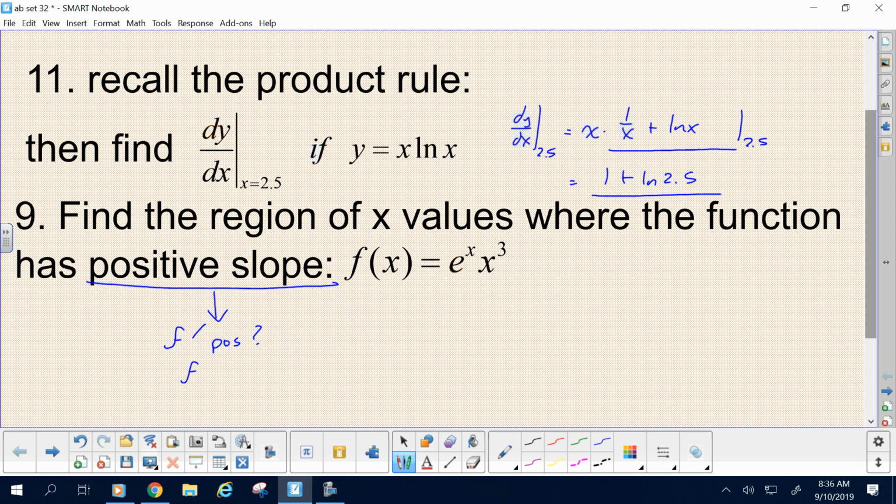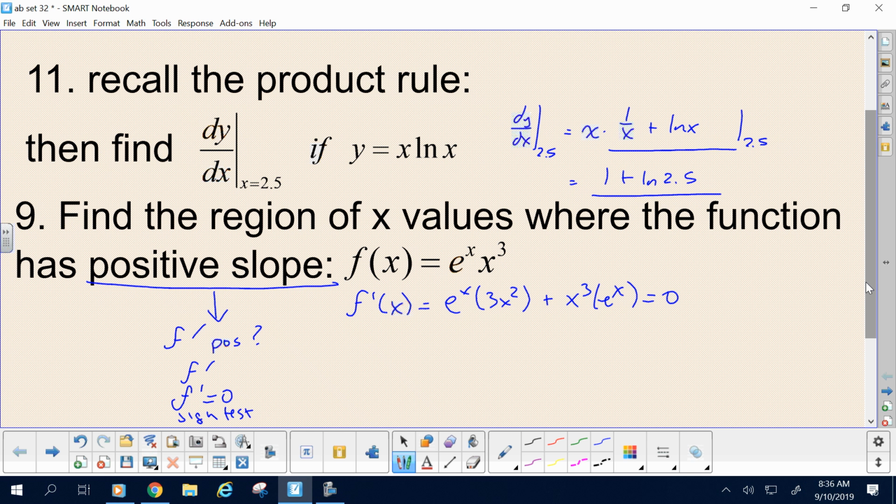To find that, first you need the derivative. Then you need to find the zeros of the derivative. Then you need to figure out the signs around the derivative, or around the zeros. Okay, so somebody give me the derivative. Steph, give me your derivative, please. Love it. Okay, now we want to find the zeros.